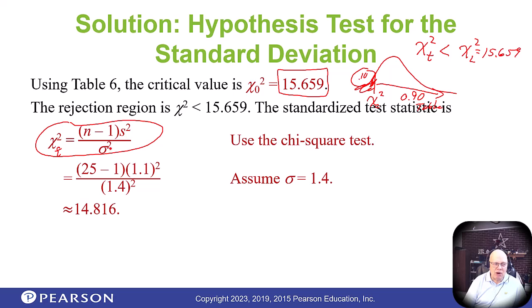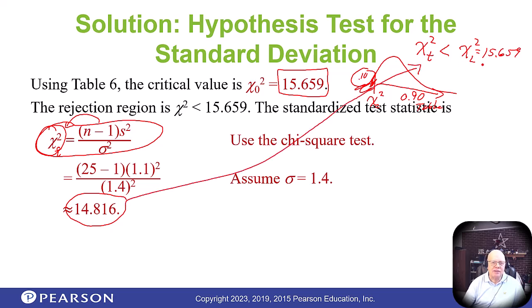Remember though, we're going to have to square S and square sigma both, because that's how chi-squared works. So if you already are working with a variance, you don't have to change those. If you're working with a standard deviation, you have to square them to get the chi-squared test statistic. Well, there's your chi-squared test statistic. How does it compare? Is it less than 15.659? Yes. So reject the null hypothesis.